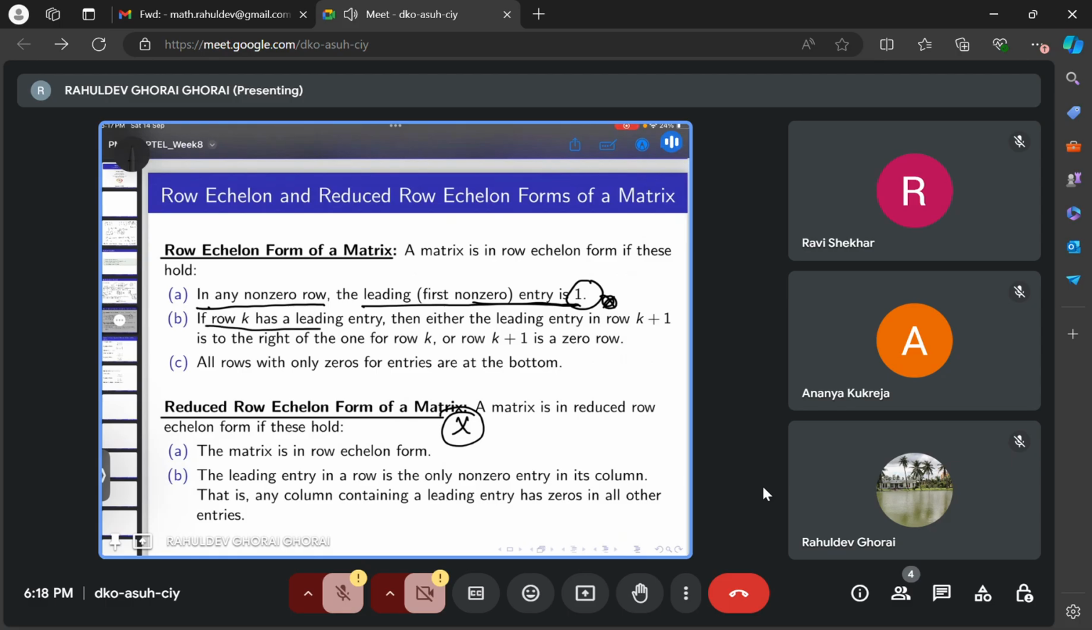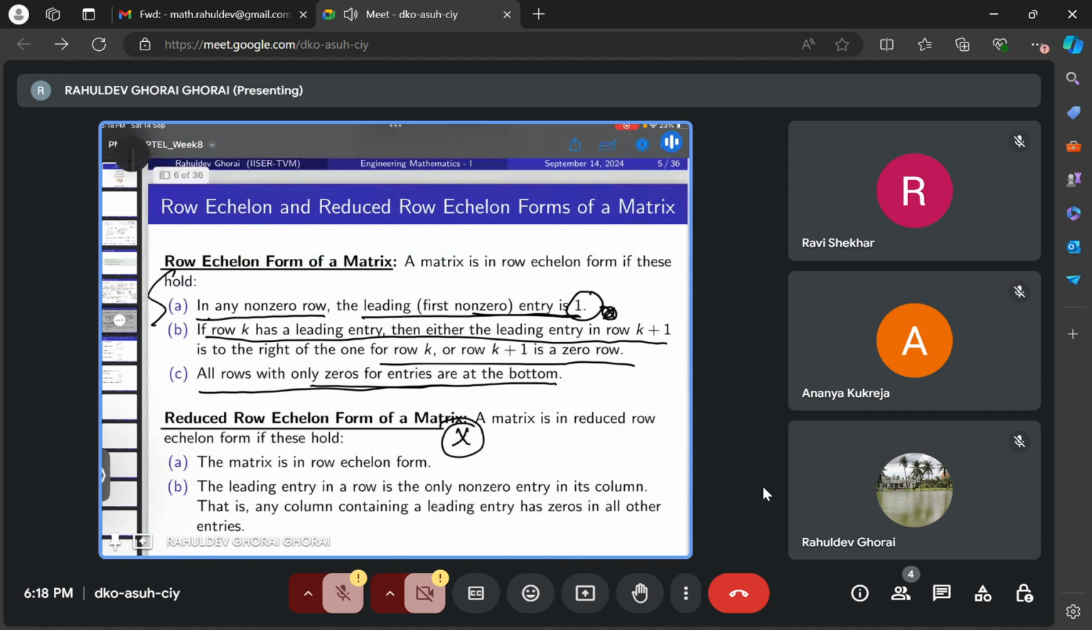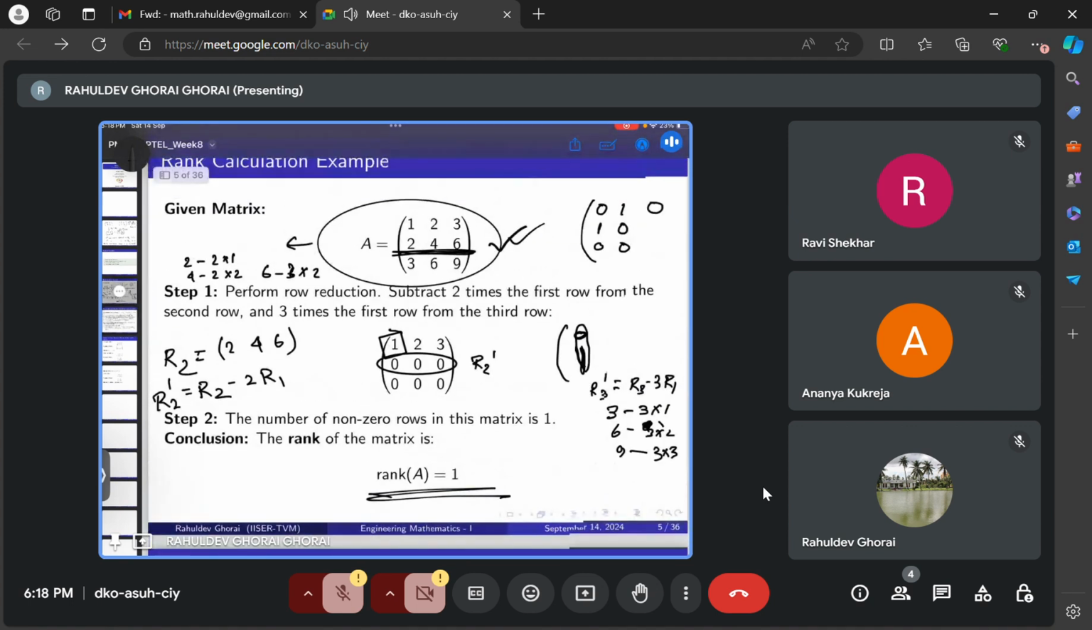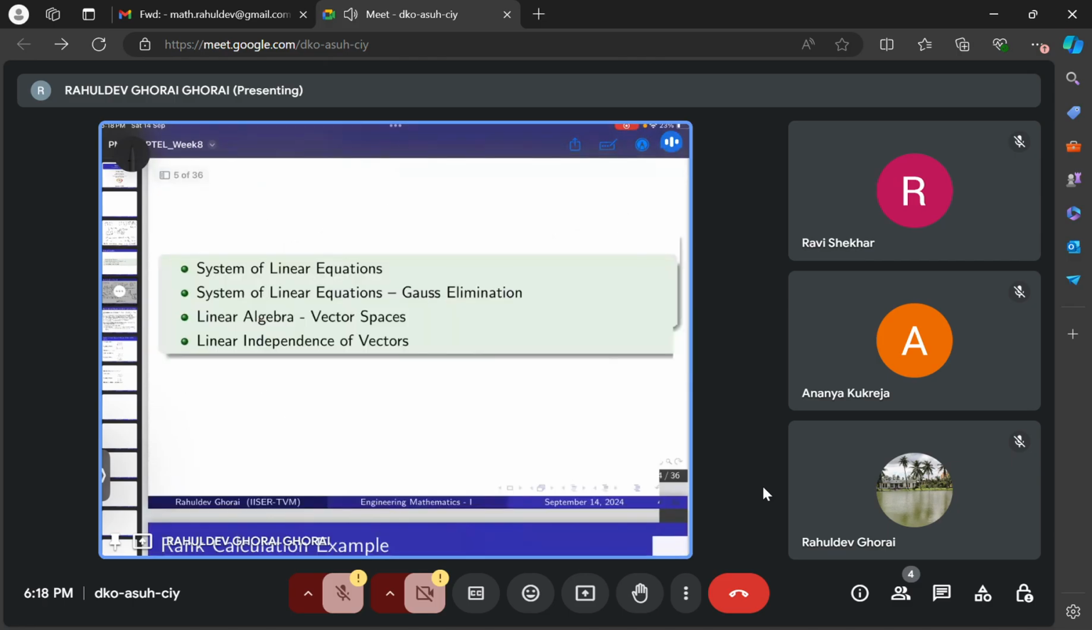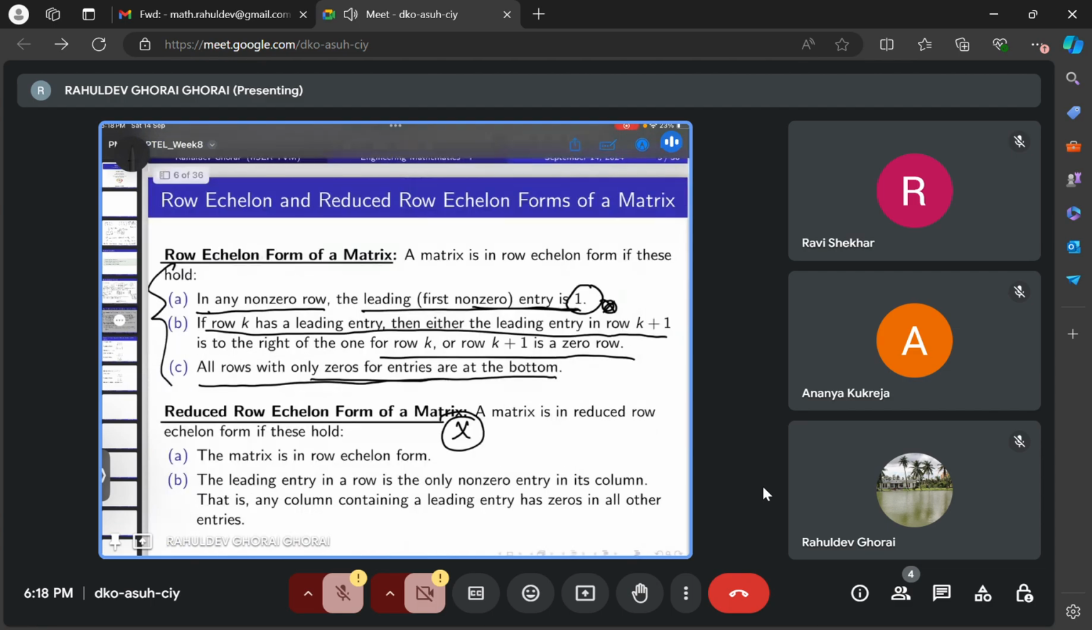If row k has a leading entry, then either the leading entry in row k plus 1 is to the right of the one in row k, or row k plus 1 is 0. All rows with only zero entries are at the bottom. If you don't want to read this, leave it, but you have to understand whatever I told you here, the examples, this one and these two. These are written in some literature, but you have to understand it in a better way, which is why I gave all these things.